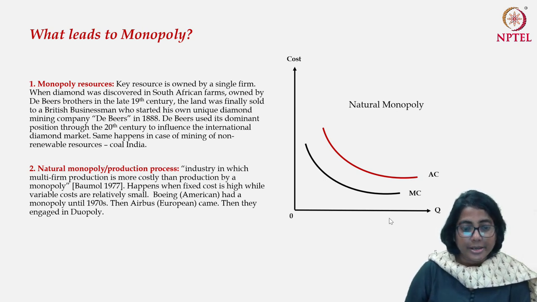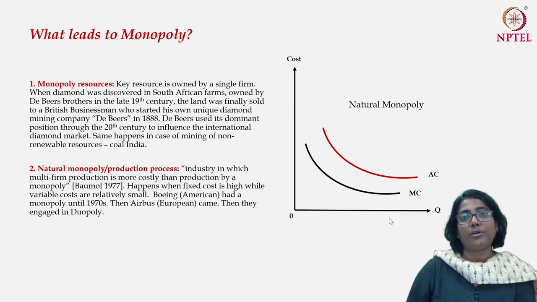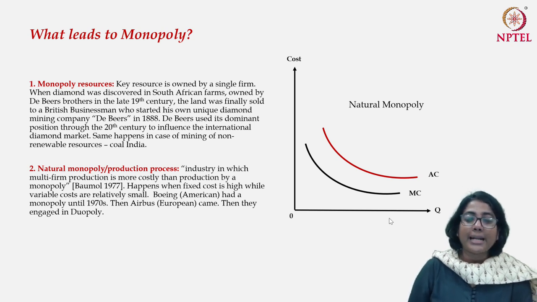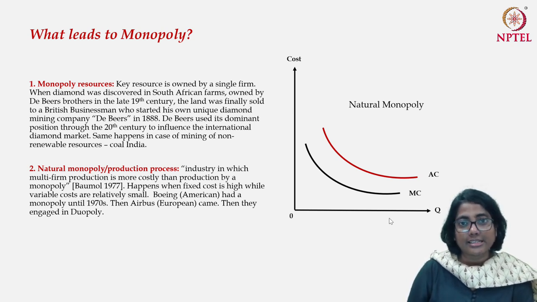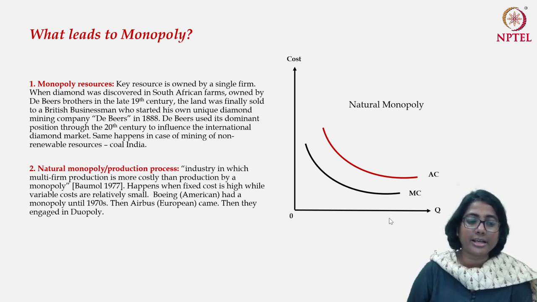So I have just mentioned two reasons here. One is the monopoly of resources, and the second is the case of a natural monopoly. If you have monopoly over resources, that too may lead to a case of natural monopoly, but may not. So what is the monopoly of resources? Let us take a very interesting example, which, although unrelated to energy, is a very interesting example to understand monopolistic behavior.